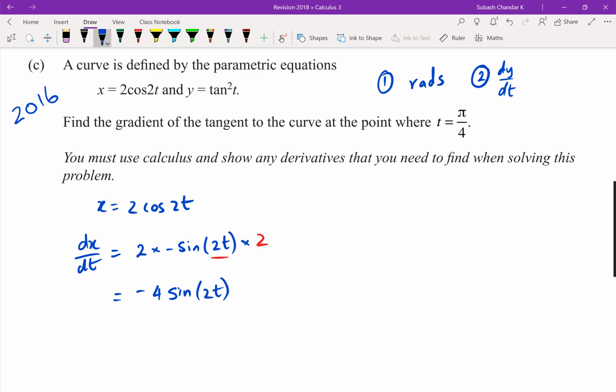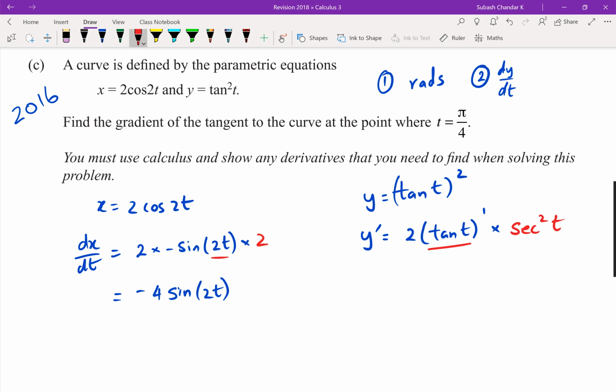That's dx dt. Okay, now with y, whenever you see tan squared, sine squared, cos squared, and you have to differentiate it, make sure you write it like this. Then that's how you'll remember that you have to use the chain rule for it. So y dash becomes 2 multiplied by tan t to the power of 1, multiplied by whatever the differentiation of inside the bracket is, which is sec squared t. I shouldn't have put that as y dash, I should have put that as dy dt. Is that okay?